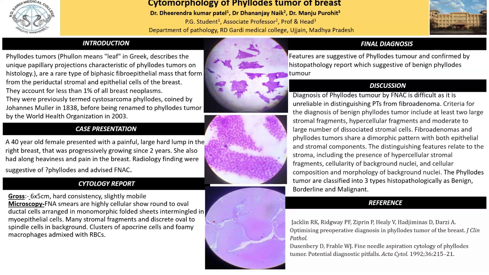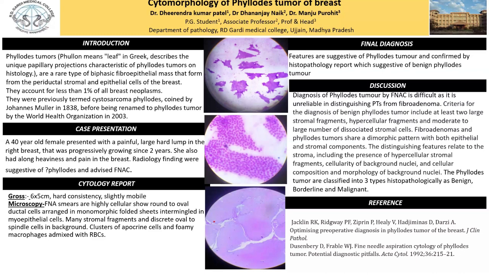Cytological report. On gross examination, there is a 6 by 5 centimeter large swelling in the right breast, hard in consistency and slightly mobile. In microscopy, FNA smears are highly cellular, showing round to oval ductal cells arranged in monomorphic folded sheets intermingled with myoepithelial cells, many stromal fragments and discrete oval to spindle cells in the background, clusters of apocrine cells and foamy macrophages admixed with RBCs.